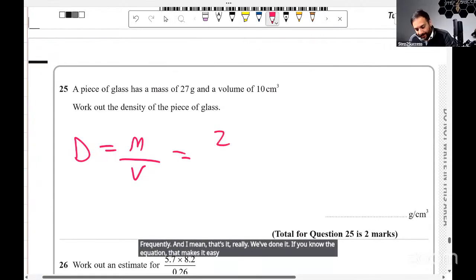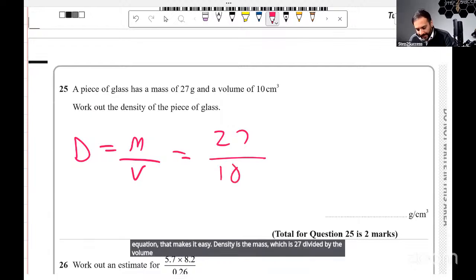Density is the mass, which is 27, divided by the volume, which is 10. Just to make sure the units are the same as the units in the answer. 27 divided by 10 is 2.7, and you have 2.7 grams per centimeter cubed.